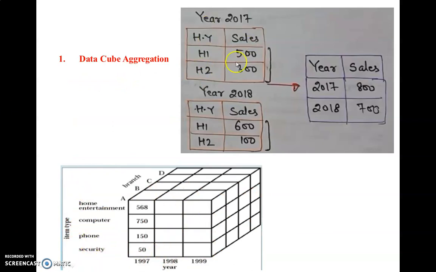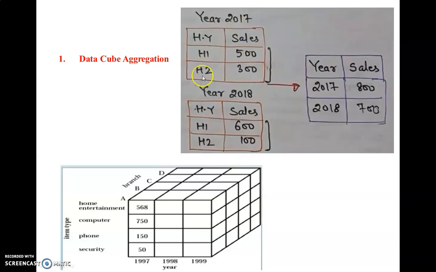Say we have two tables, year wise. For the year 2017, for the first quarter we have sales of 500 and for the second quarter we have sales of 300. So this is half yearly data. Then for the year 2018, for the first quarter sales are 600 and for the second quarter we have sales of 100. This is also half yearly data. So this is before aggregation.